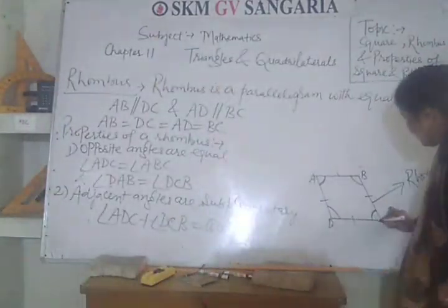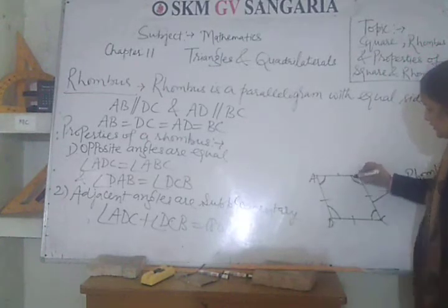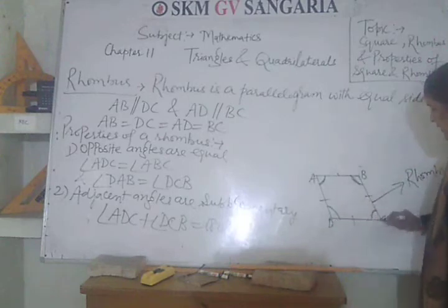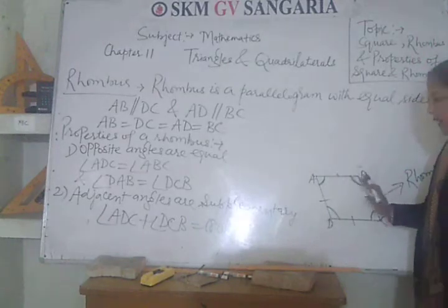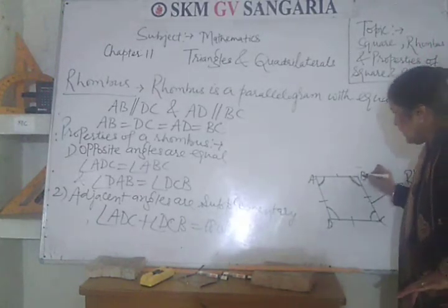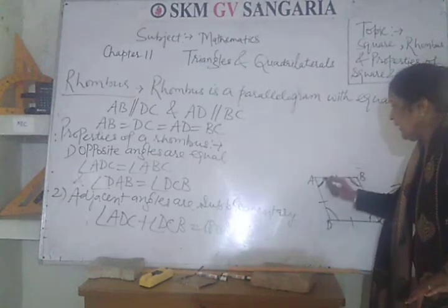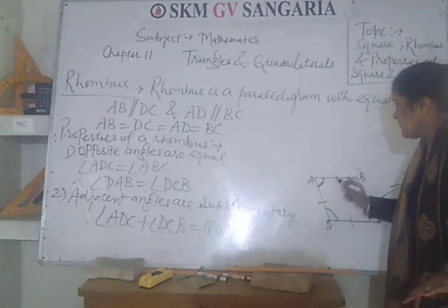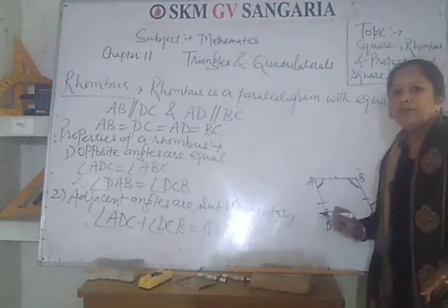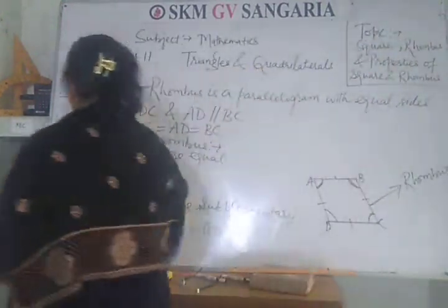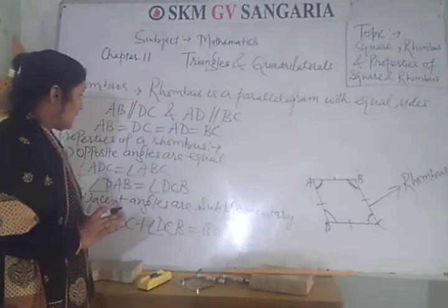Similarly, angle DCB plus angle CBA will be equal to 180 degrees. Then angle BAD plus angle ADC will be equal to 180 degrees. This means the sum of two adjacent angles will always be equal to 180 degrees.